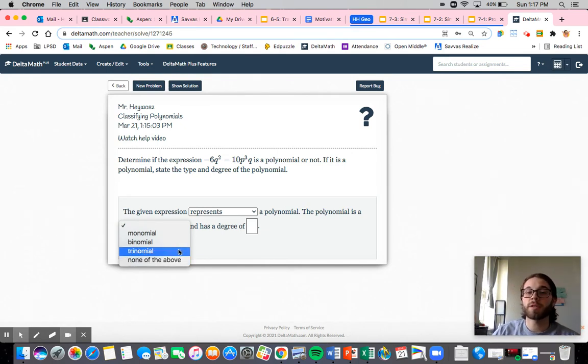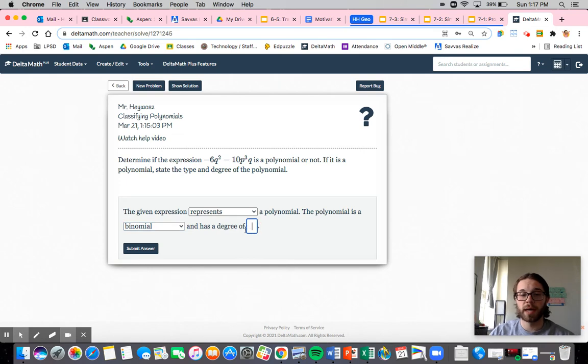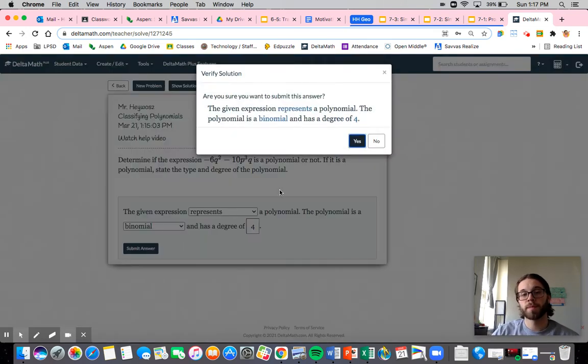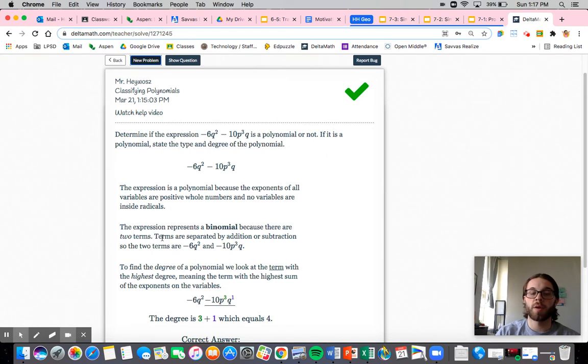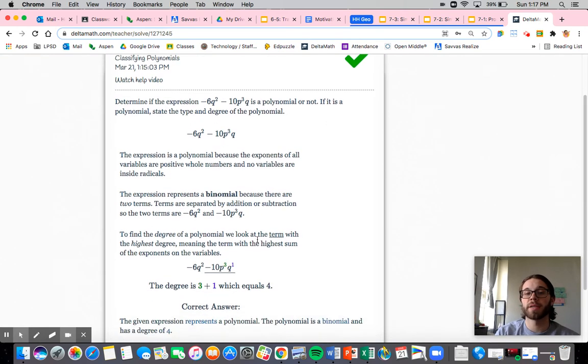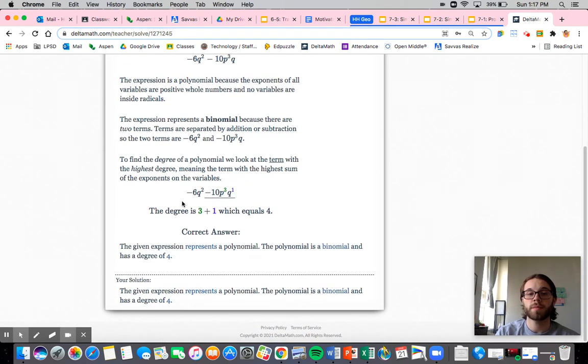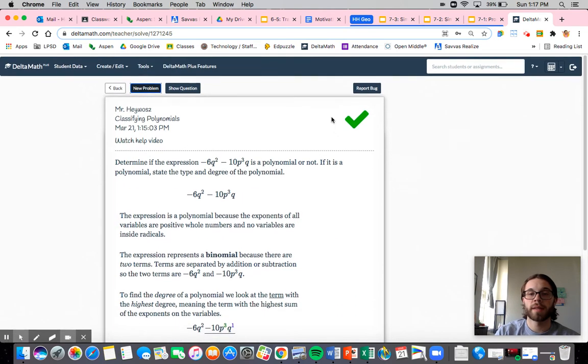All right, so it is a binomial, right? There's 2 terms, because there's only one thing that's separating them. So 1, 2. And it has a degree of, remember we went through this, 2, 4. You go with the highest degree of 4. Okay, there we have it, because the terms are separated by addition or subtraction. All right, let's do another one.